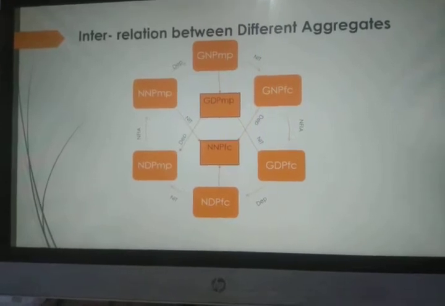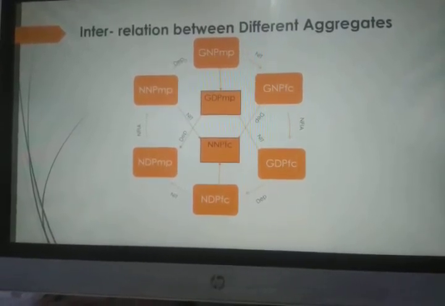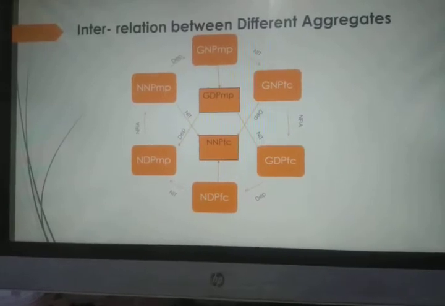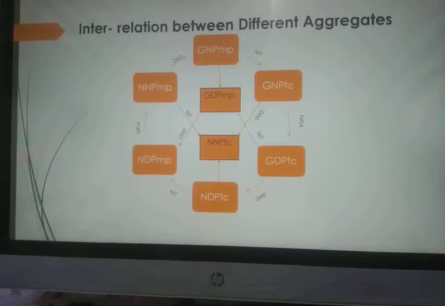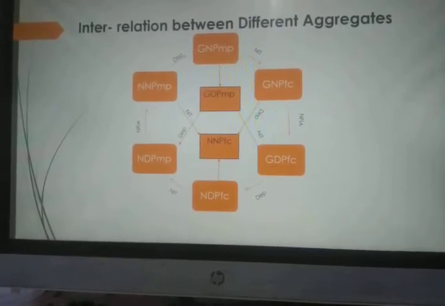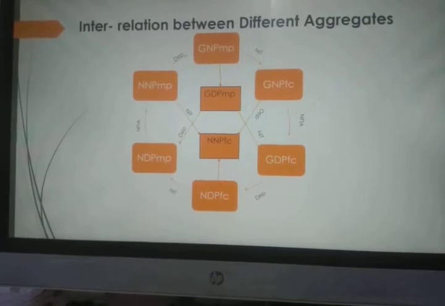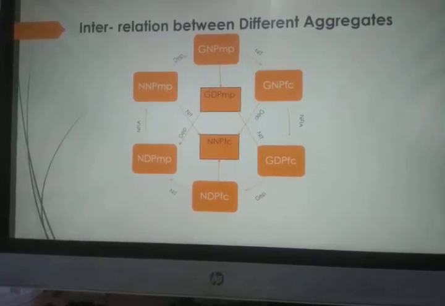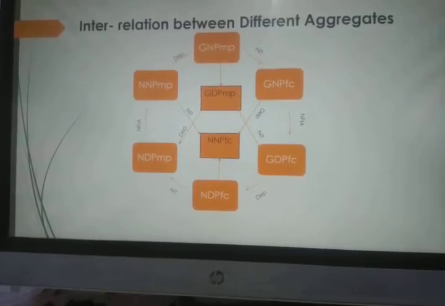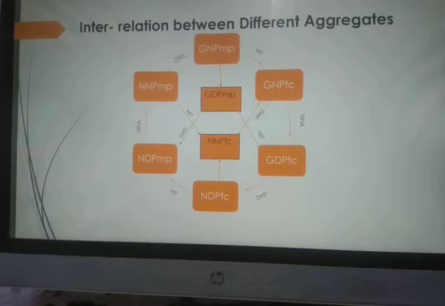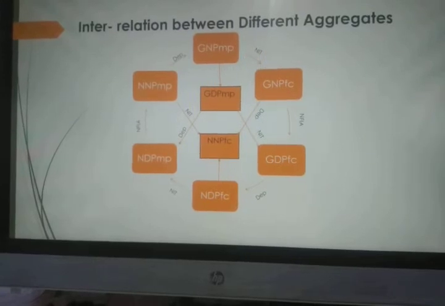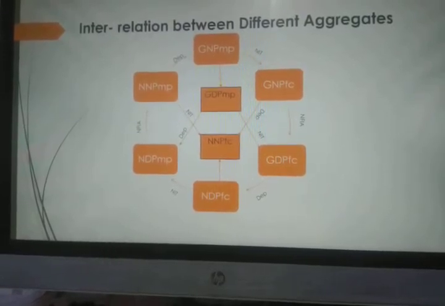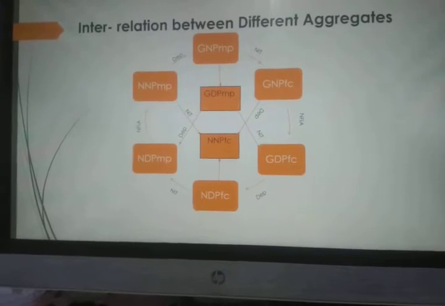Be very careful about the arrows. They show the direction of the various reductions and additions to be made to arrive at the related aggregates. So if we start from GNP MP and we want to arrive at GNP FC, NIT is deducted. See, the arrow is downward. That means a downward arrow indicates that there is a deduction in that particular estimation. So that needs to be considered.